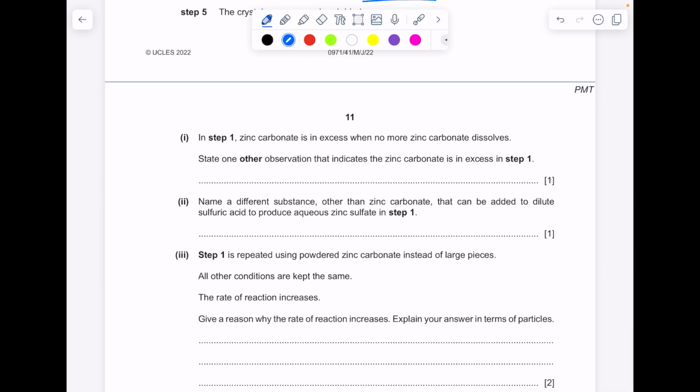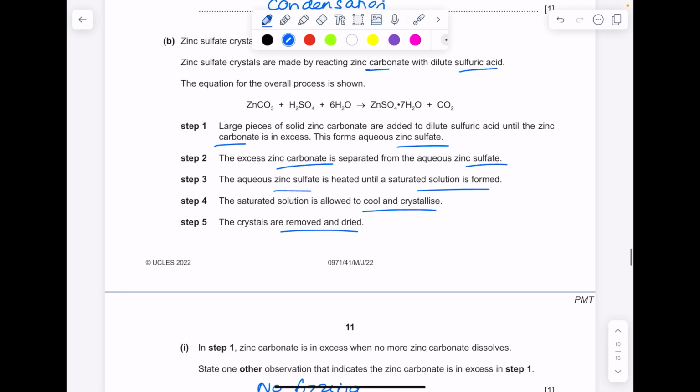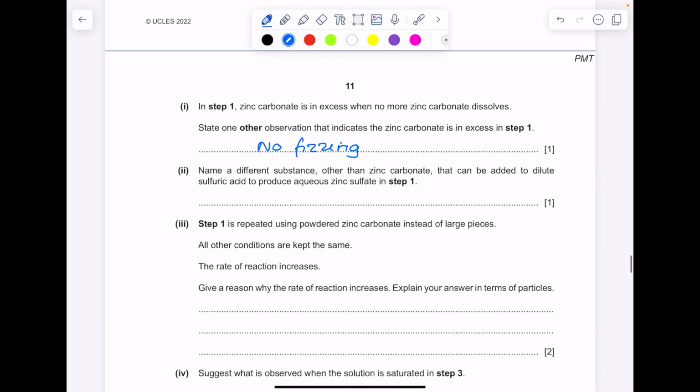When no more zinc carbonate dissolves, state one other observation that indicates the zinc carbonate is in excess in step 1. You would see no fizzing because you'd get no more carbon dioxide being produced.